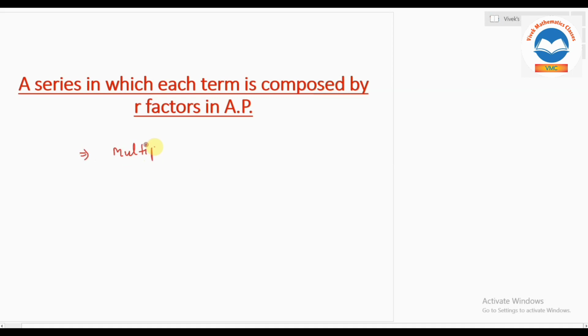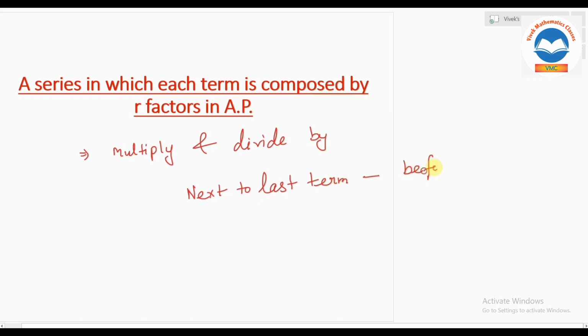So what you have to do, you have to multiply and divide by what? Next to last term minus before the first term. So you have to multiply and divide by next to last term minus before the first term. So we will see one example and we will get some more idea about this.